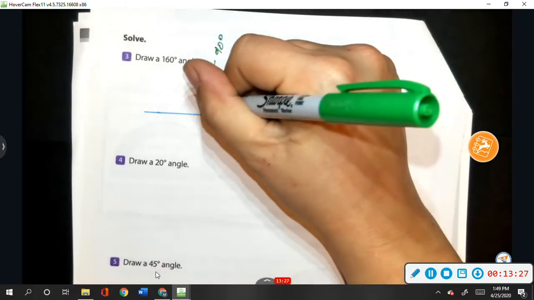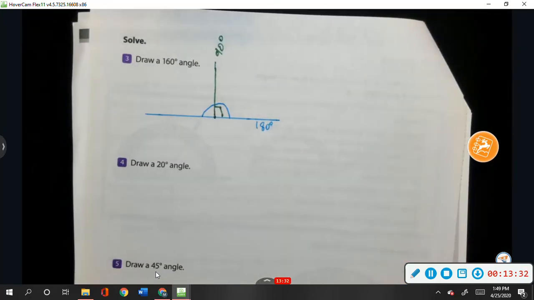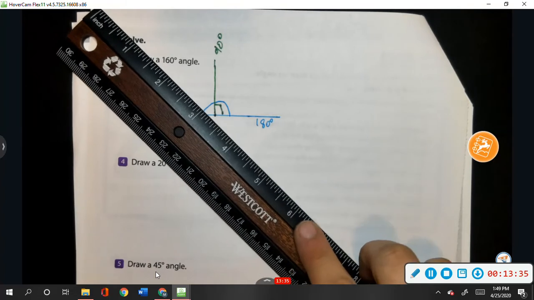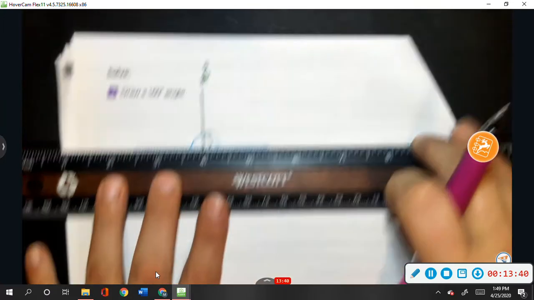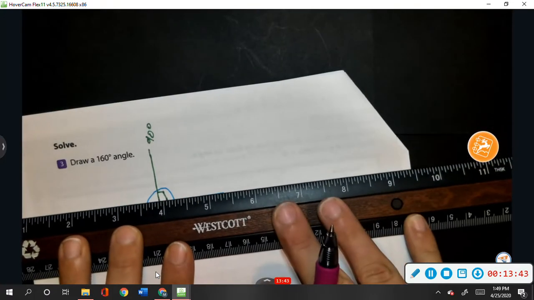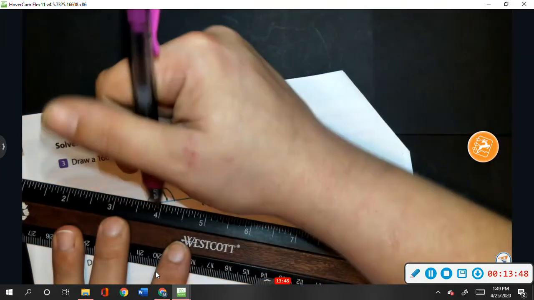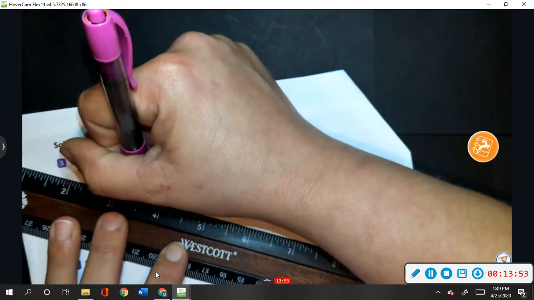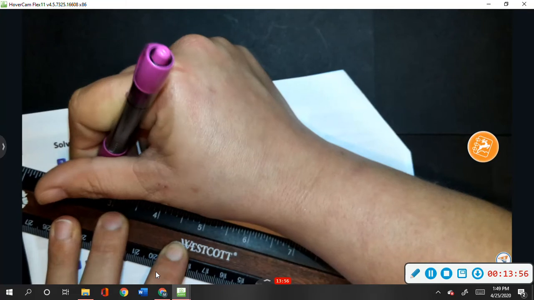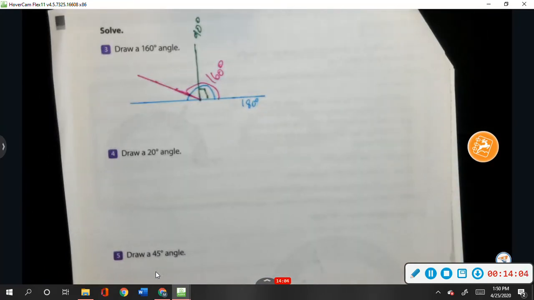Okay. This is your 90-degree angle. This is your 180-degree angle. And we want 160. So if you count backwards, let's use pink for this. Alright. If this is 180, that's probably about 170. This looks like it'll probably be about 160 degrees. And just make sure you got it right. Here we go. So this is your 160-degree angle.